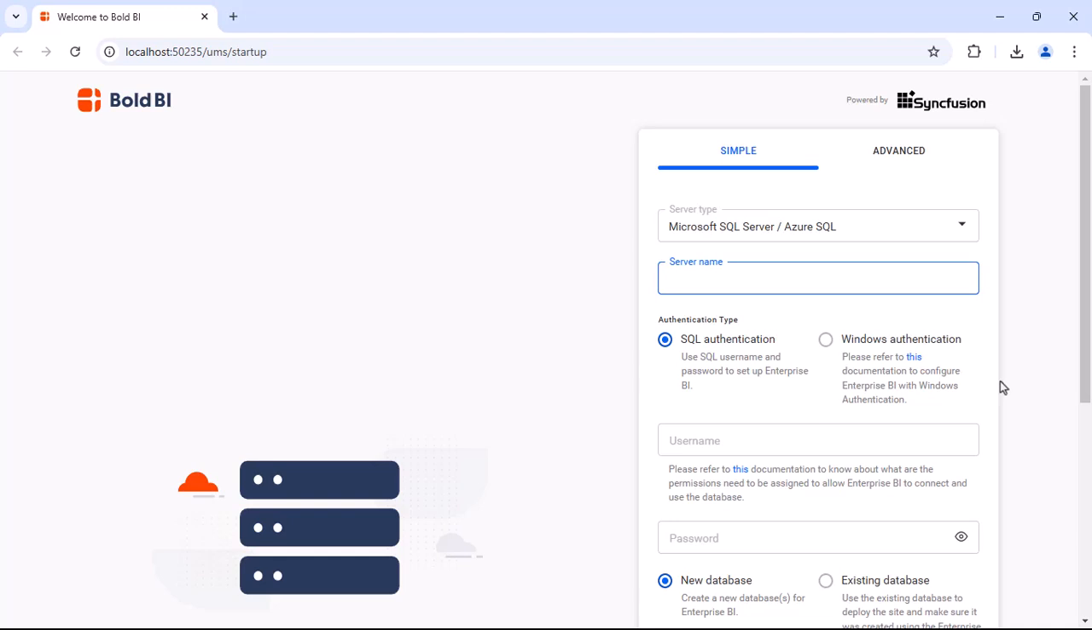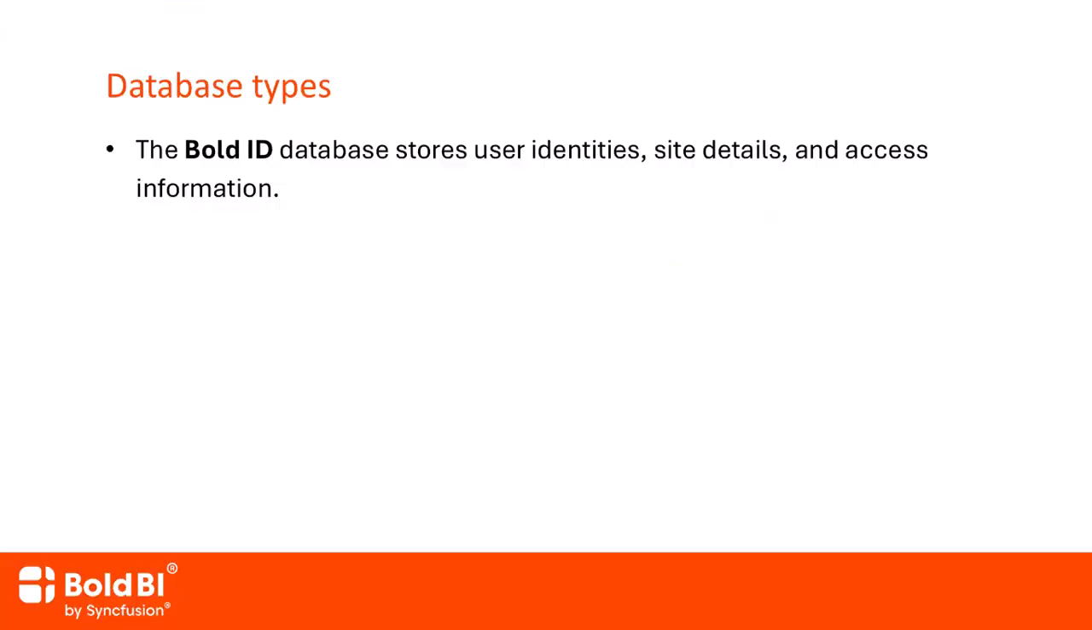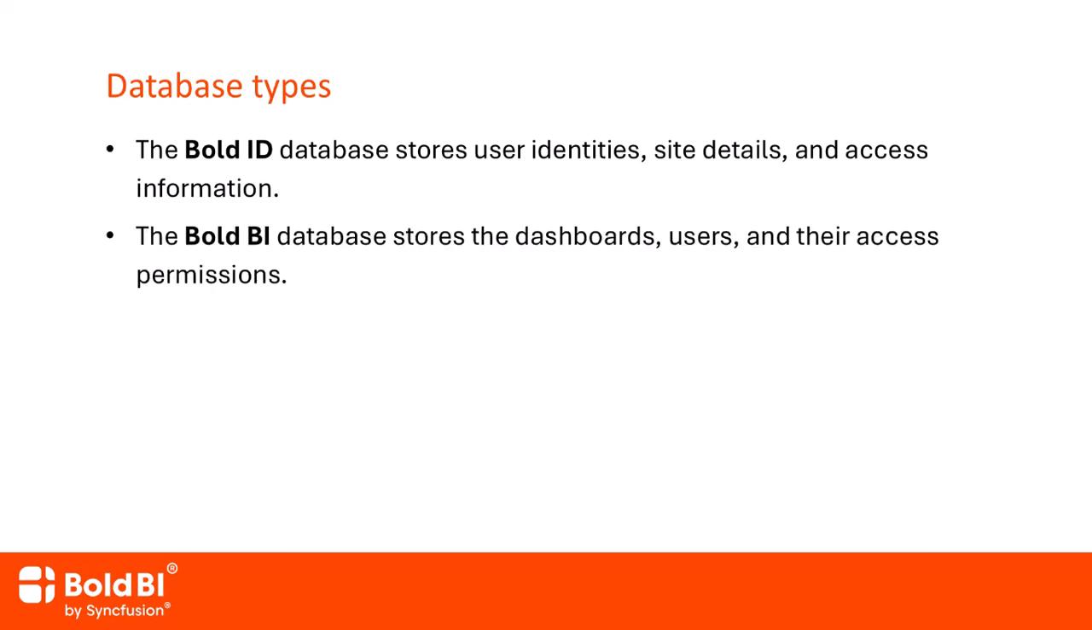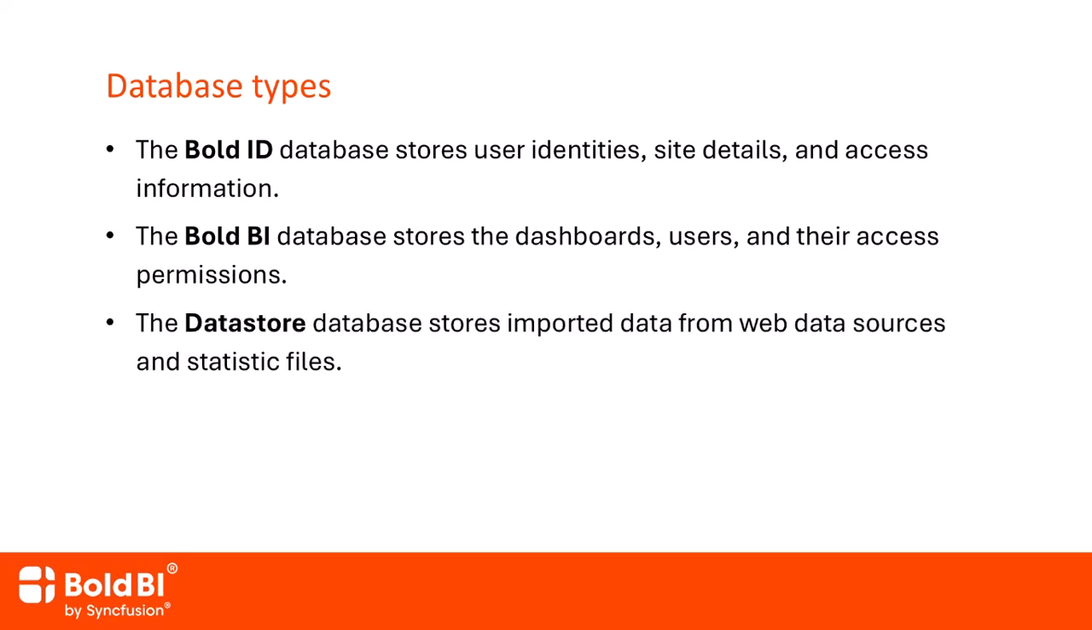Next, I am required to configure the database, which helps configure the databases for the Bold ID, Bold BI, and the data stores. The Bold ID database stores user identities, site details, and access information. The Bold BI database stores the dashboard's users and their access permissions. The Data Store database stores imported data from web data sources and statistic files. It holds the data offline and helps you access dashboards quickly.